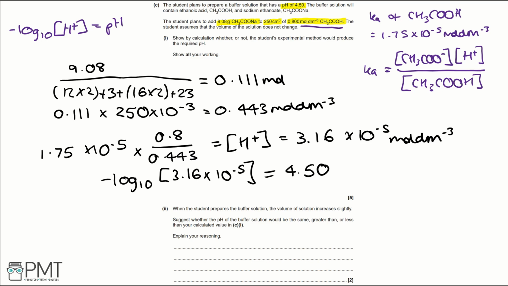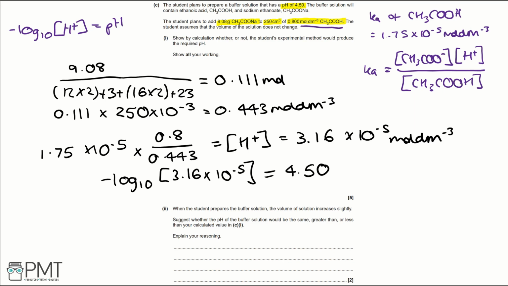For this question, to get the 5 marks, you get a mark for working out the moles of sodium ethanoate, a mark for working out its concentration, you get 2 marks for working out the concentration of H plus ions, and then you get a mark for working out pH correctly.